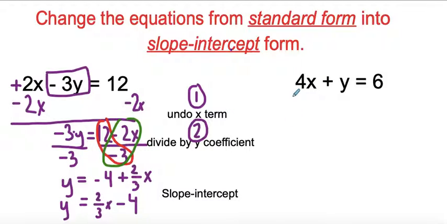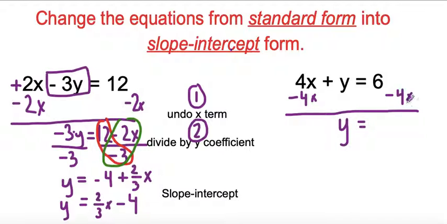All right, let's just try one more over here. So again, if I undo the x term, subtract 4x from both sides, I'm going to have now positive y, or positive 1y, equals, I'm going to go ahead and put this right into slope-intercept form. So instead of 6 minus 4x, I'm going to say negative 4x plus 6. That's a positive 6, right? So already I'm in slope-intercept form. In this case, my coefficient is 1. So I don't really have to, I can skip step 2.